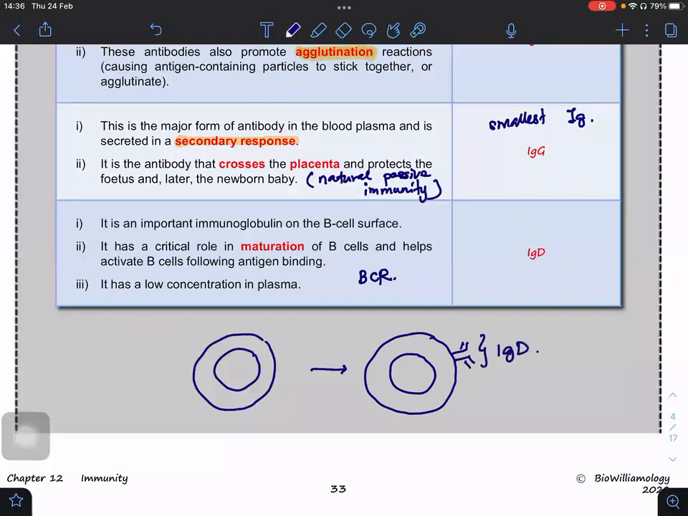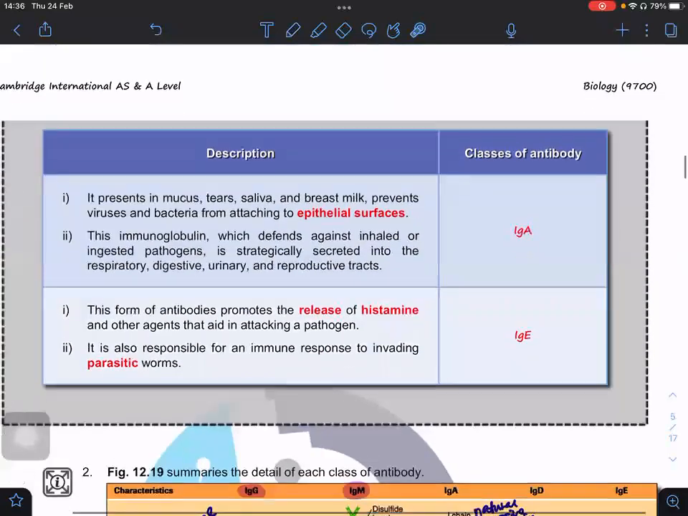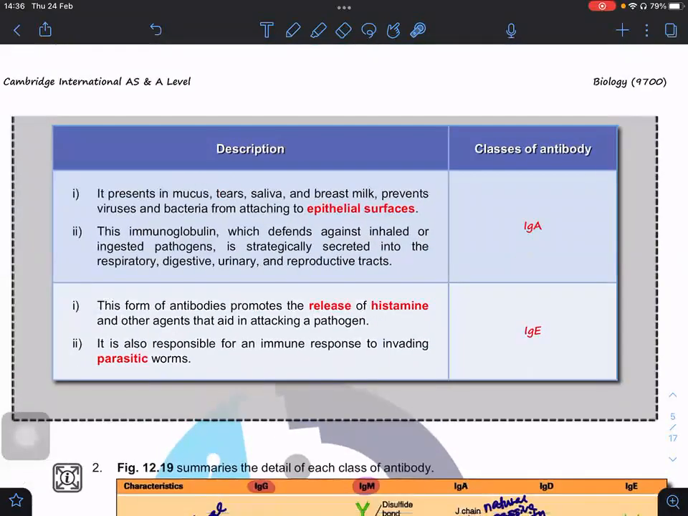Are you clear? So in the blood plasma, they have very, very low concentration. They don't have much role compared to the others. Okay. So IgA is present in mucus and breast milk, highlight breast milk, and particularly prevents viruses and bacteria from attaching to the epithelial surface or mucosal surface. So this one actually gives us what we call natural passive immunity. So IgA, from the breast milk.